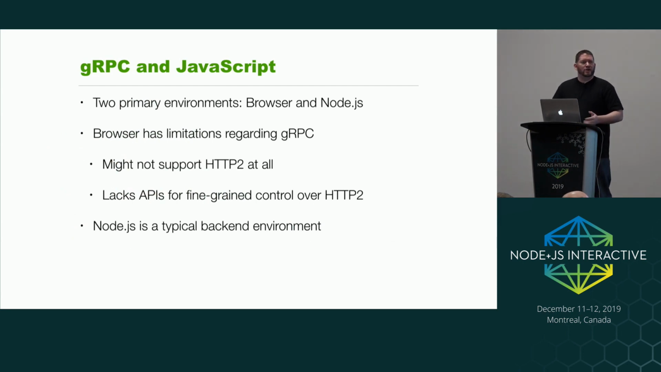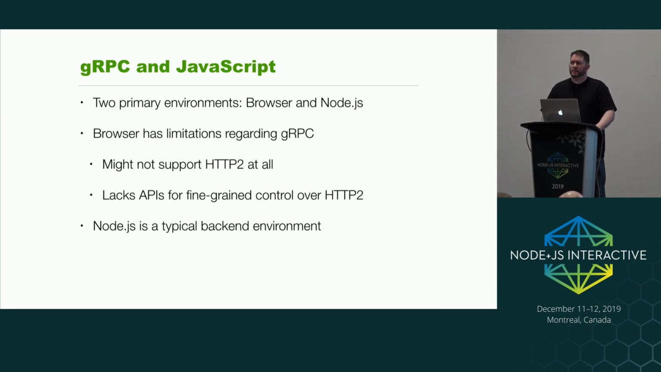So if you want to use gRPC and JavaScript, gRPC is supported across a large number of languages. I think Go is probably the biggest one, but there's also a C core that is shared across a number of languages, and you can use gRPC in Node, Go, Java, I think Python, the list goes on. But as far as JavaScript's concerned, there are two primary environments that are targeted. It's the browser and Node.js.